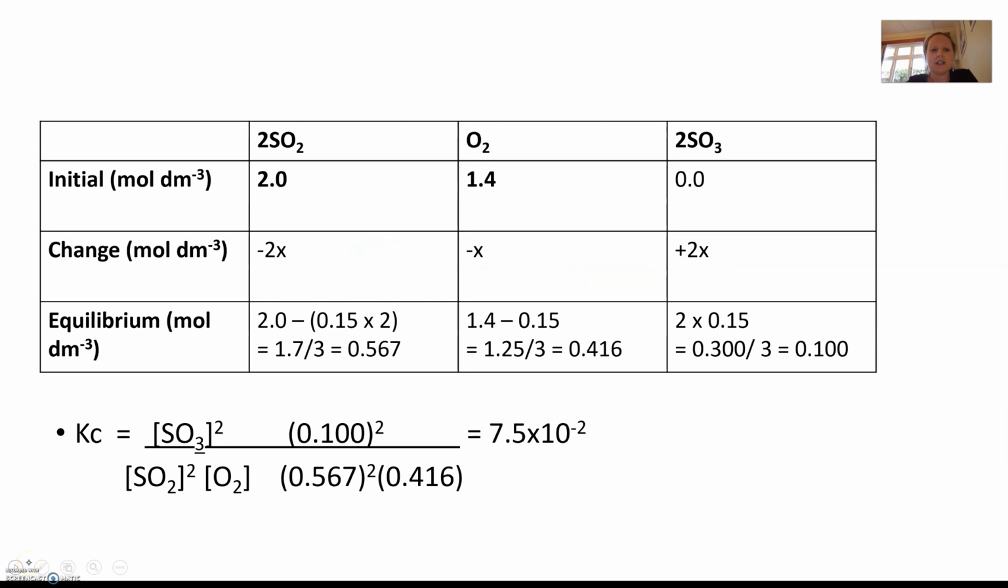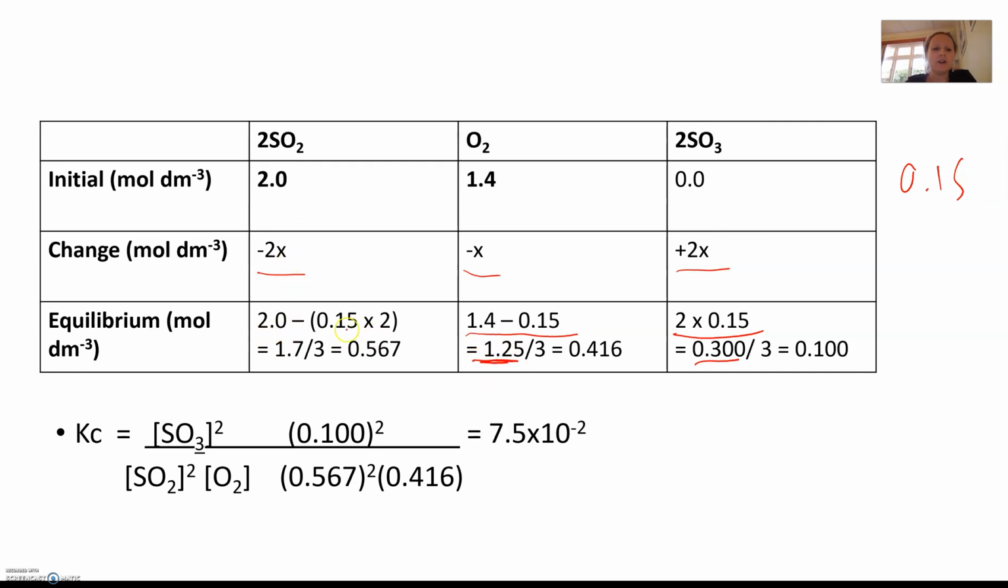So let's carry on with our table then. So this is minus 2x, minus x, plus 2x. So we know x is 0.15, so 2x is going to be 0.3. We know that minus x is 0.15, so it's going to be 1.4 minus 0.15, and you get 1.25.